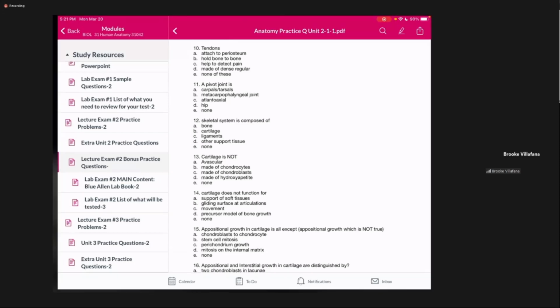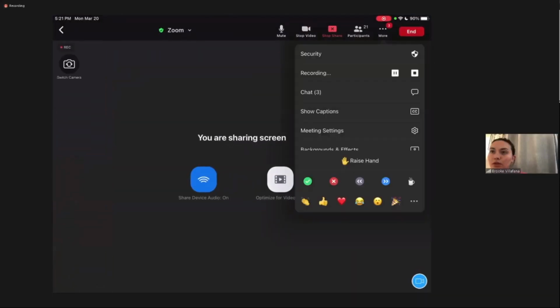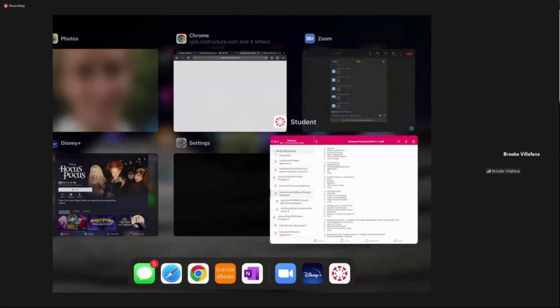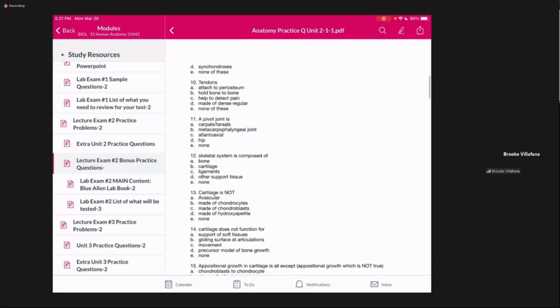Right, so the answer would be, let's see what you guys are saying. So the answer would be, for tendons, tendons are going to be made of dense regular connective tissue. Remember, dense regular makes up tendons and ligaments, right? So some of you, I think, were putting A, attached to periosteum. And the reason that that's actually not correct is because remember we said that tendons attach to perforating fibers that attach to periosteum. So the answer there should be D, made of dense regular.